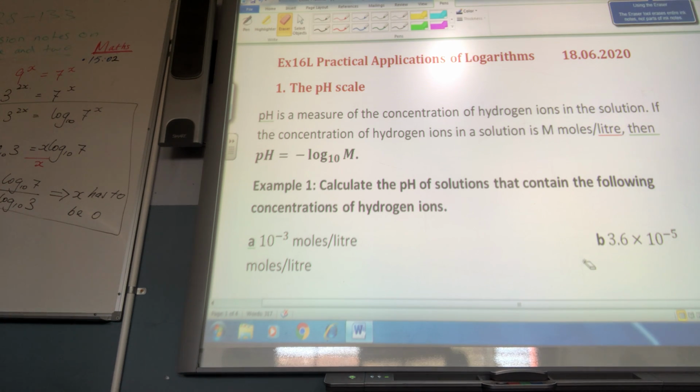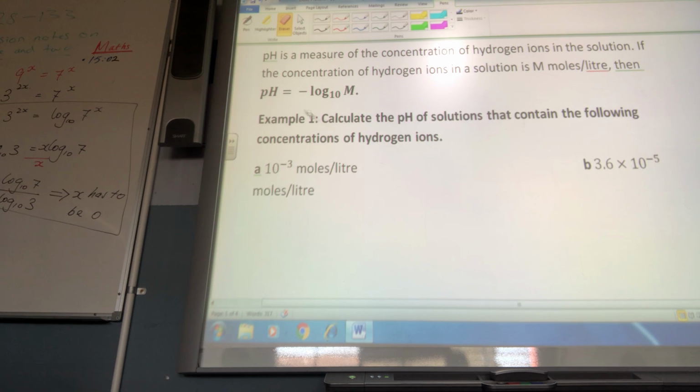And see how here it says pH value is equal to negative log 10 of m. This m value will always be given to you. This formula, if the question wants you to do it, will also be given to you. So you don't have to worry about memorizing that. So first one, it says calculate the pH of the solutions that contain the following moles of hydrogen ions.